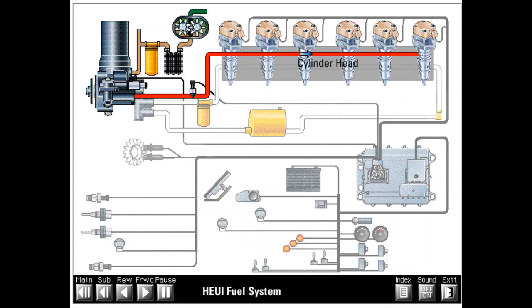Oil then flows from the outlet port of the pump to the high-pressure oil supply passage in the cylinder head. The oil supply passage is actually a drilled hole which starts at the front of the cylinder head and extends through to the back of the cylinder head. This passage connects with each injector bore to supply high-pressure actuation oil to the injectors.